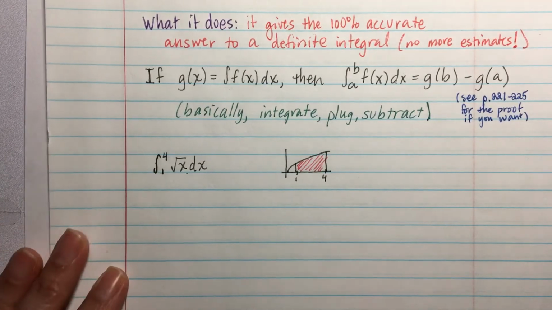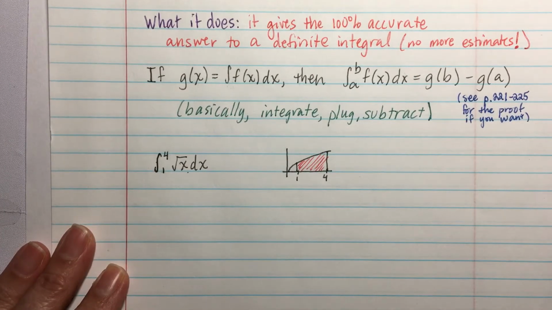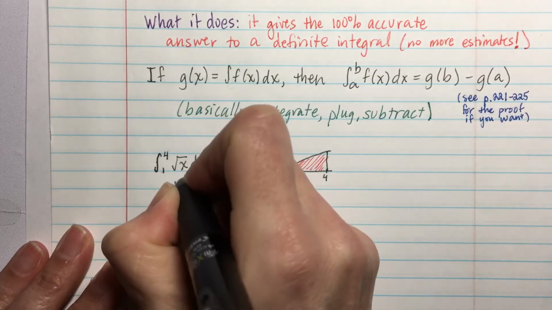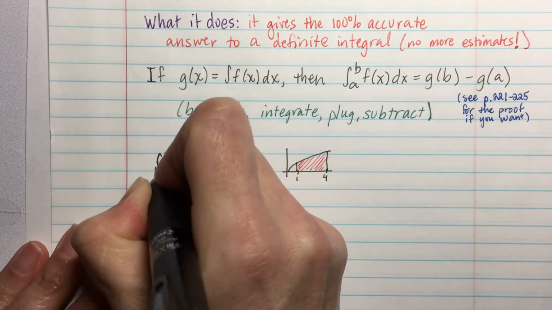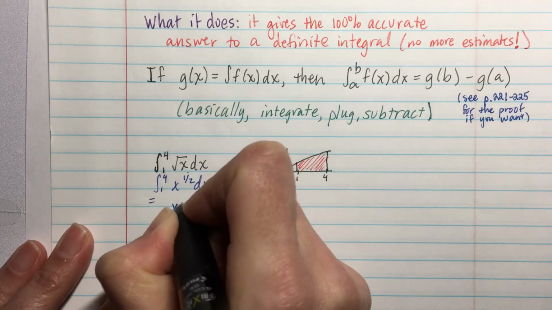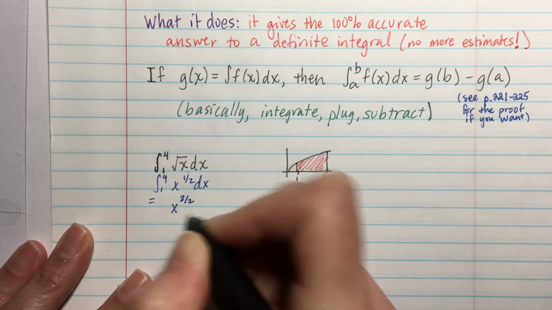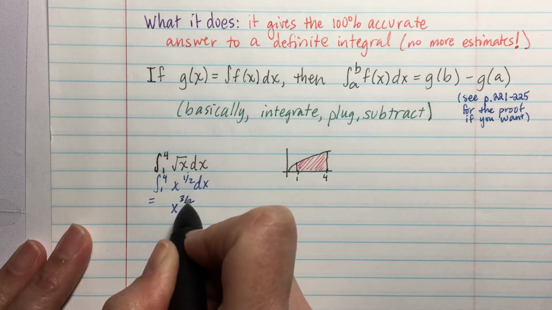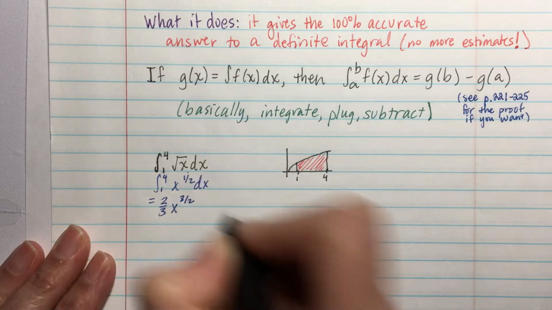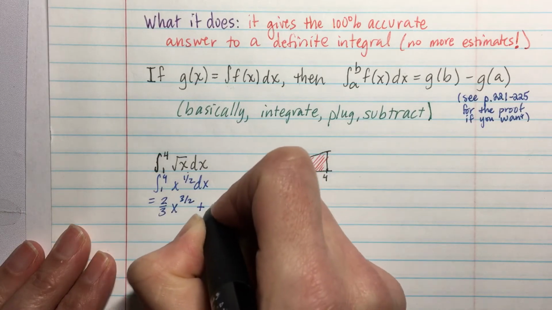Okay, so first of all, if we're going to integrate this thing, it would probably be helpful if we didn't have it written as root x. I'm going to rewrite this as x to the 1/2 dx from 1 to 4. So I integrate it. Remember, we add 1 to our exponent, so we have 3/2, and divide by the new exponent. Dividing by 3/2 is the same as multiplying by 2/3. I'm going to do that, plus our c.